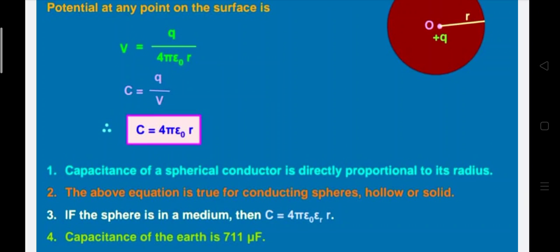If a spherical conductor is placed in a medium of dielectric constant K, its capacitance will be given by C is equal to 4 pi epsilon naught K R farad. That is, the capacitance increases to K times. That is a very important point. If the spherical conductor is placed in a medium having dielectric constant K, capacitance increases to K times. Thus, for a given spherical conductor, capacitance is directly proportional to K.